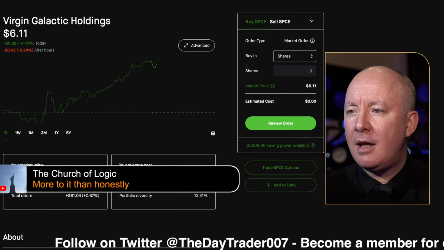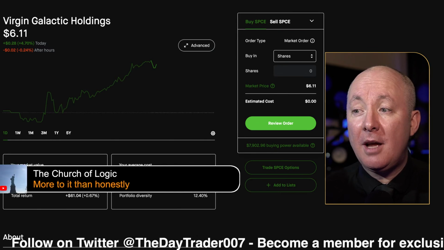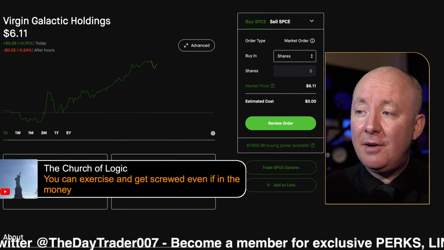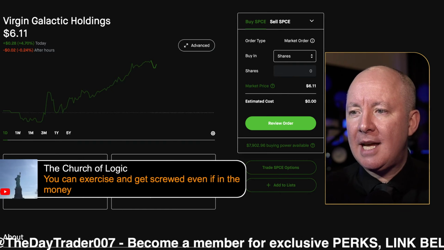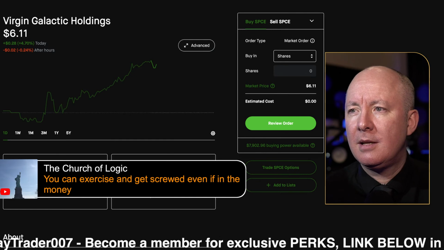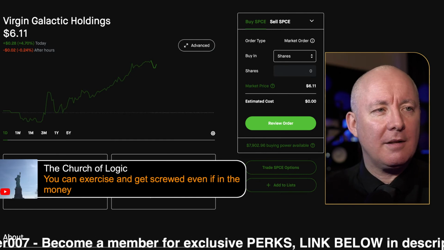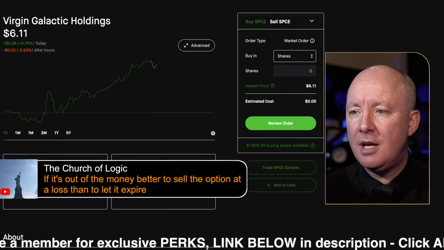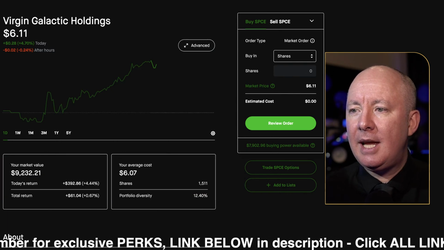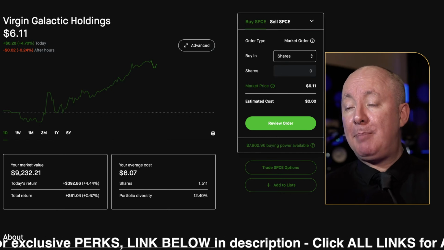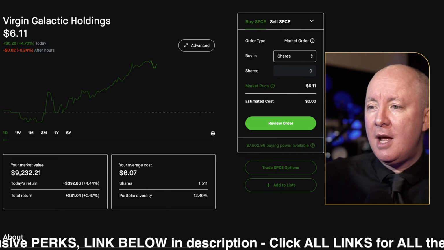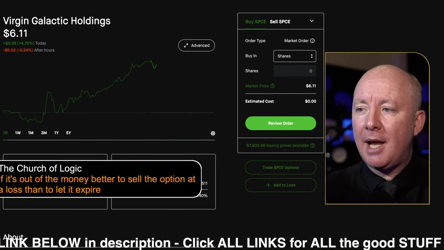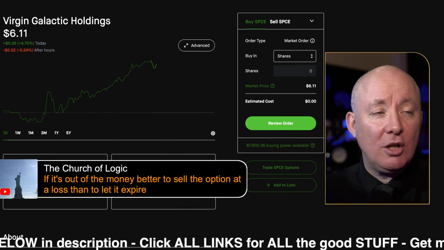More to it than that, honestly. No, I'm just trying to simplify it, right? You can exercise and get screwed even in the money. Yes, you can. I'm trying to simplify it, church, just to give a basic fundamental principle of what the difference between options and stock trading is. If it's out of the money, better to sell the option at a loss than to let it expire. There you go.